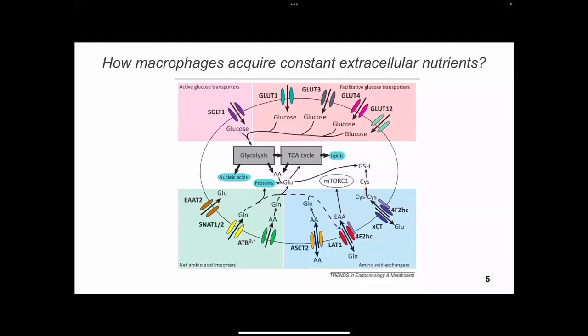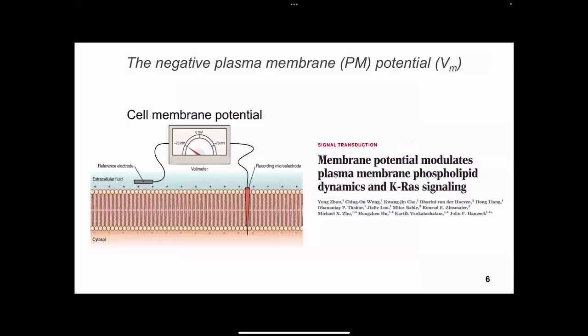However, macrophages are usually not prone to rapid proliferation upon inflammatory activation, such as LPS. So how macrophages acquire the constant supply of extracellular nutrients to feed inflammation is the scientific question of this study. And so I want to introduce a very important concept, which is the membrane potential.